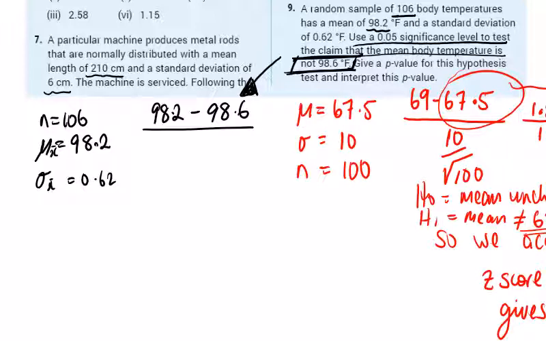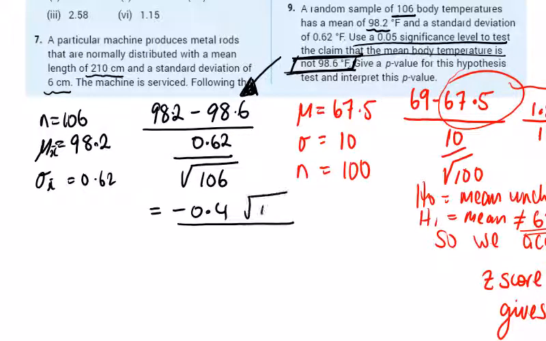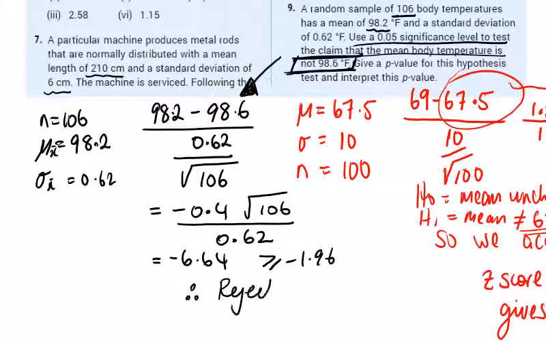So I'm going to divide by sigma, 0.62 divided by the square root of my sample, 106. So I'm going to get minus 0.4 times the square root of 106 over 0.62. My calculator's giving me minus 6.64. And if that's correct, that is less than minus 1.96. Therefore, we are going to reject H0 in this case.